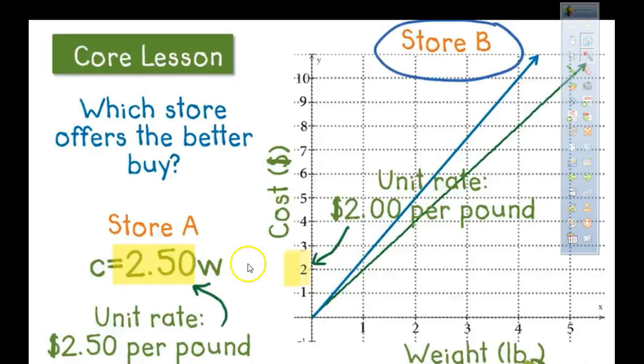That it's steeper than store B's graph. That's because you're paying more dollars at store A for every pound.